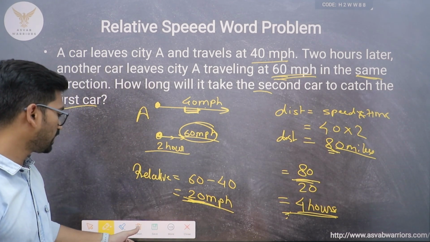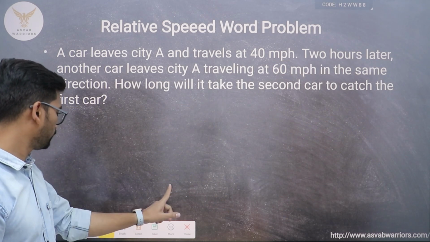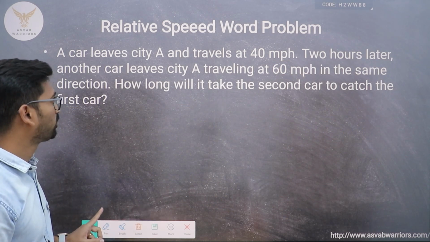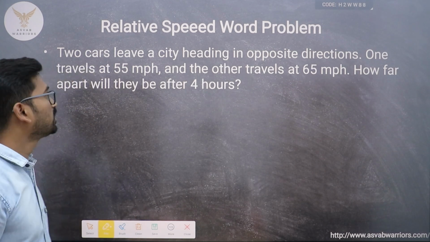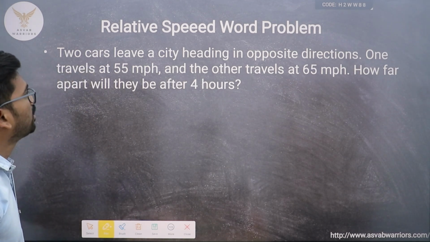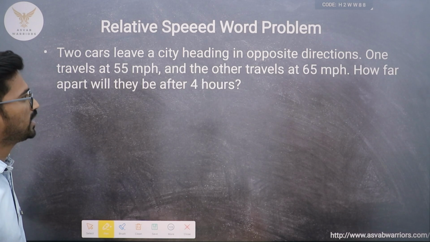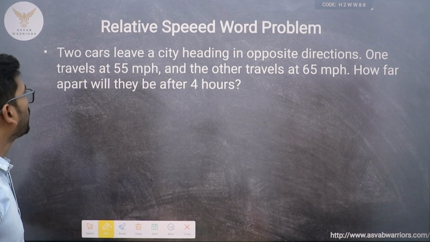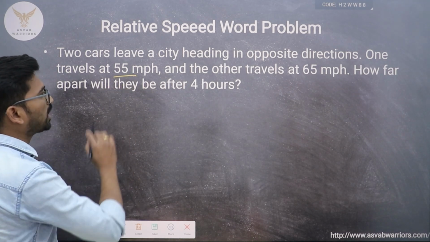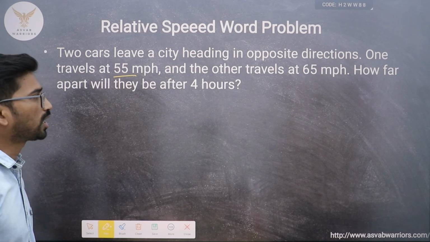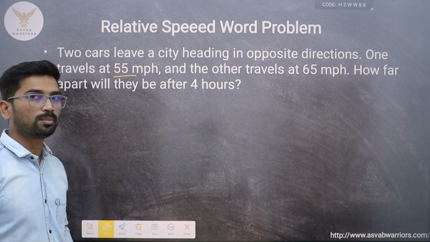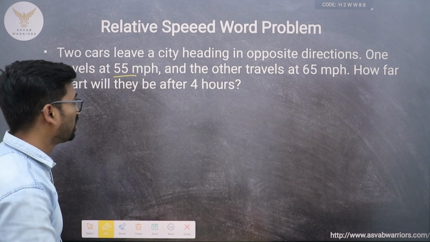Let's take another example. Now this example says, 2 cars leave a city heading in opposite directions. One travels at a speed of 55 miles per hour and the other travels at a speed of 65 miles per hour. How far apart will they be after 4 hours?